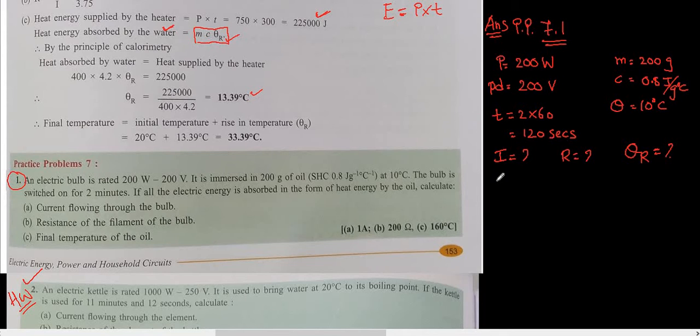So here we know first one, we'll find out I. So we know P is equal to VI. How much power is it? 200. What is the volt? 200. And what is I? That we have to find out. So I is equal to 200 upon 200, that will be in amperes. How much ampere current is passing? So I is 1 ampere. Got it? So I will write down I is equal to 1 ampere and I'll make a box.